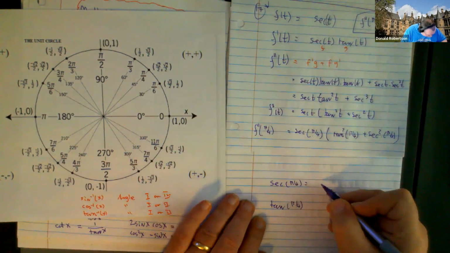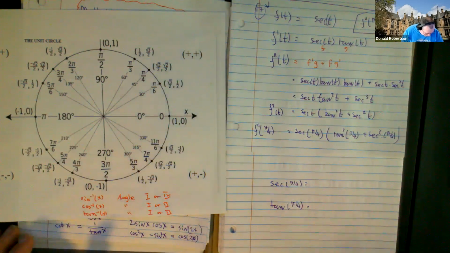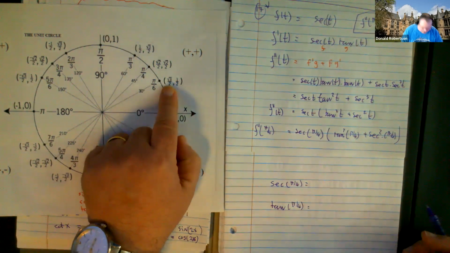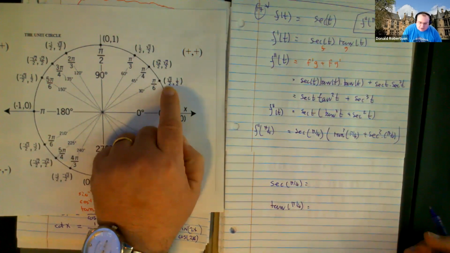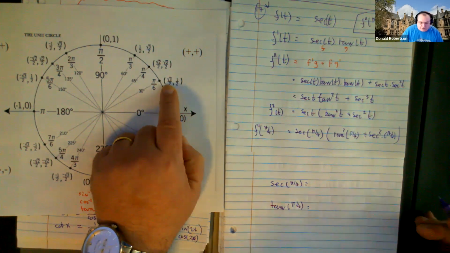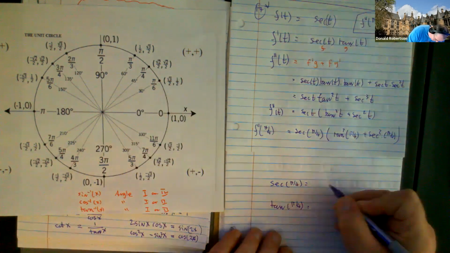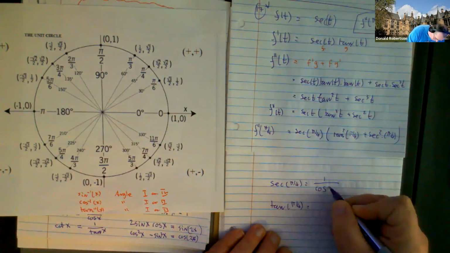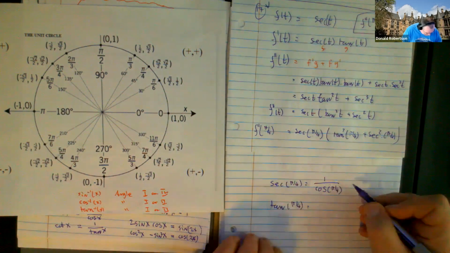Well, there are no secants in the unit circle. There are sines and there are cosines, right? Cosine is the x and the sine is the y. So if I want to find the secant, I have to realize that it's 1 over cosine. That's what I mean by you have to do it indirectly.